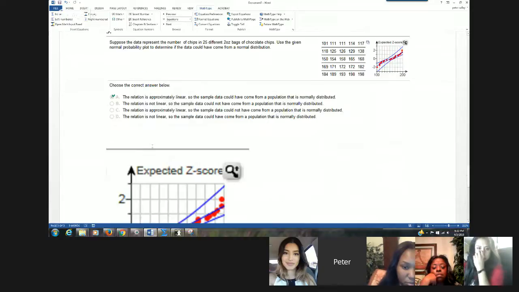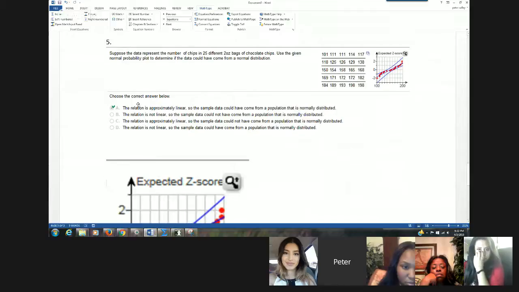So the correct answer choice is that the relation is approximately linear, so the sample data could have come from a population that's normally distributed. It's called a normal probability graph. The normal probability graph is not crazy looking. It looks fairly linear, so I can say that the relationship in the data happens to be fairly normal, if that makes sense.